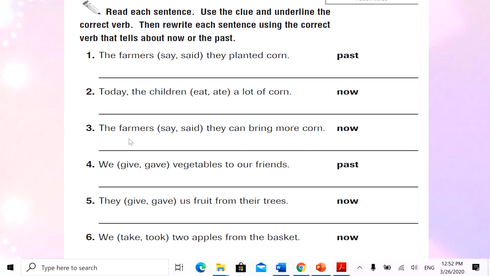3. The farmers say or said they can bring more corn. Circle the form that tells about now or present. 4. We give or gave vegetables to our friends. Circle the past form. Underline the past form, either give or gave. Underline, please.